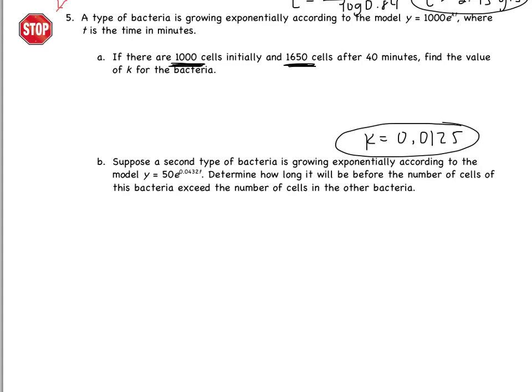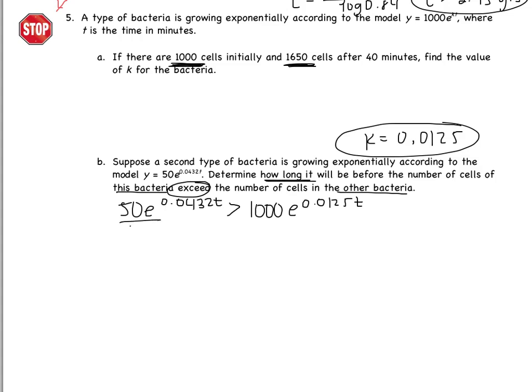Okay, now let's move on to B. So it says, suppose the second type of bacteria is growing exponentially according to the model, and it gives you a model. Determine how long it will be before the number of cells in this bacteria exceeds the number of cells in the other bacteria. So it's saying this bacteria exceeds the other bacteria. So this bacteria is 50e to the 0.0432t. That's exceeding the first bacteria, which was 1000e to the 0.0125t. Remember, it was e to the kt, but we solved for k. Okay, and then it says, how long? So I'm solving for t.